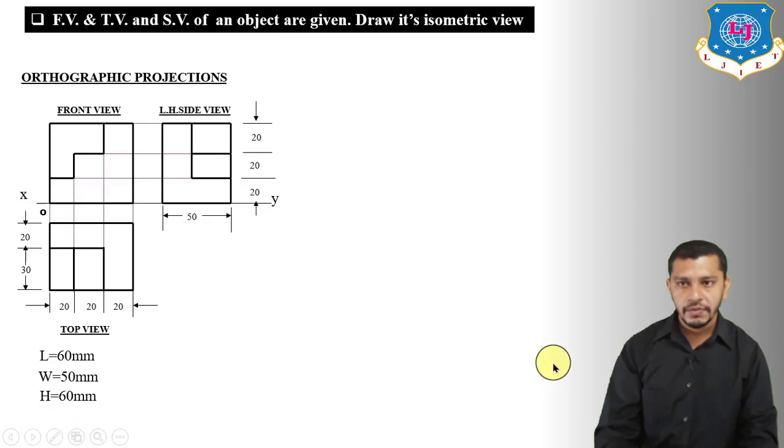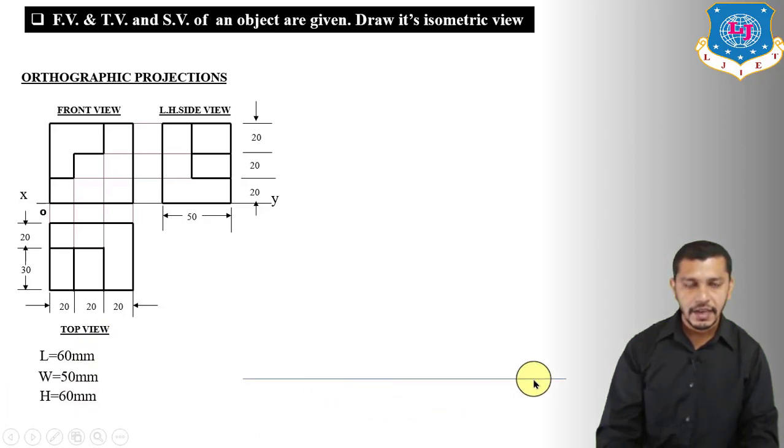So first of all, if we want to draw the isometric view of this object, we have to draw the cuboid, or the isometric view of the cuboid, having length 60, width 50 and height 60. So let's start with the cuboid first of all, having length 60, width 50 and height 60.